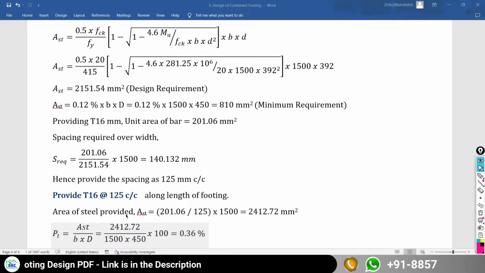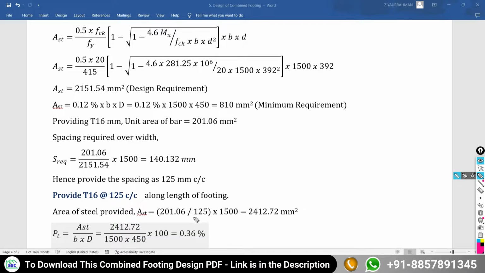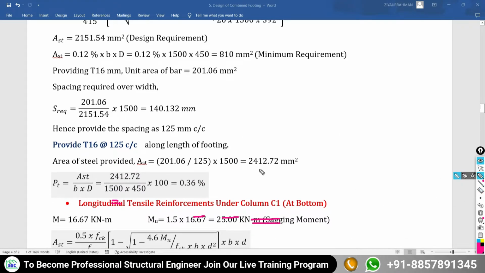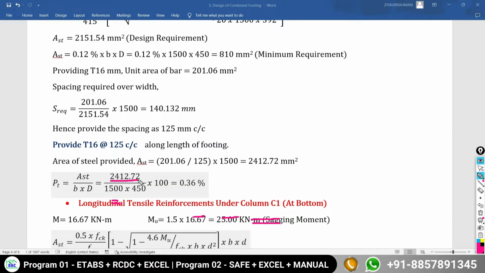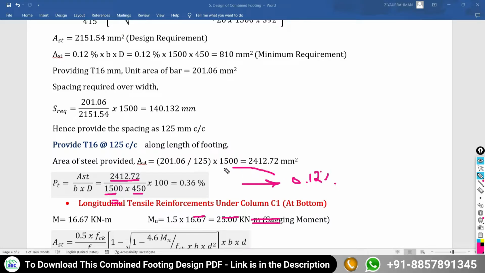So the area of steel finally provided is 201 divided by the provided spacing of the reinforcement, multiplied by the full width. So finally the area of reinforcement provided becomes 2412.72 mm square. I want to know what percentage of reinforcement is provided based on the section size of the footing. So it is the total area of reinforcement provided divided by 1500 multiplied by the overall depth. So you get the percentage of reinforcement as 0.36%, and the minimum requirement is 0.12%. So we have provided more than the minimum reinforcement requirement, which means we are on the safer side.